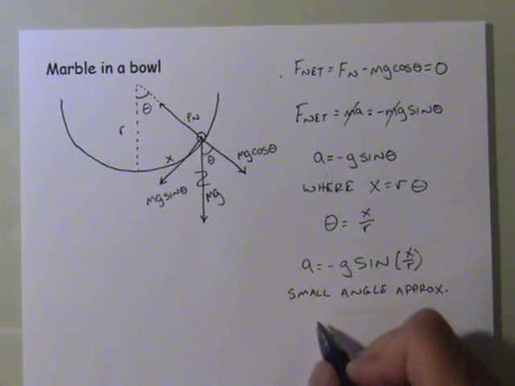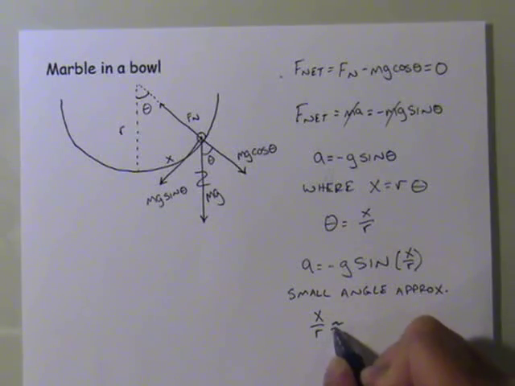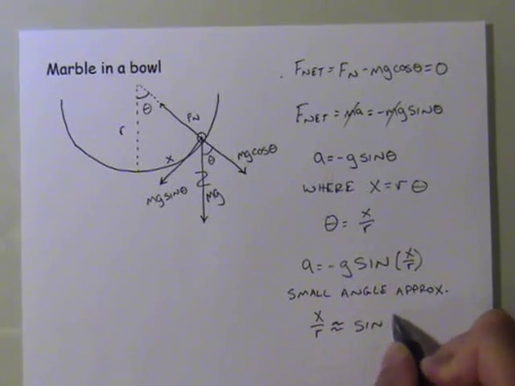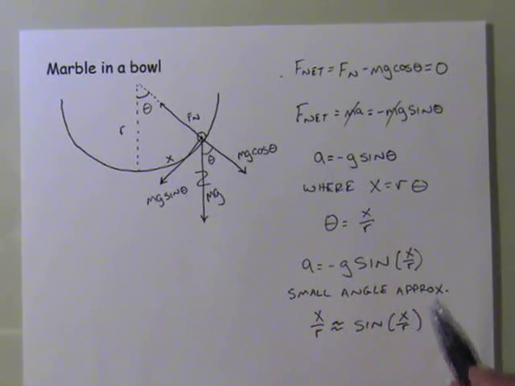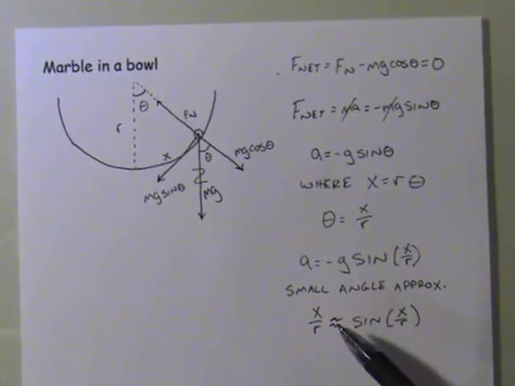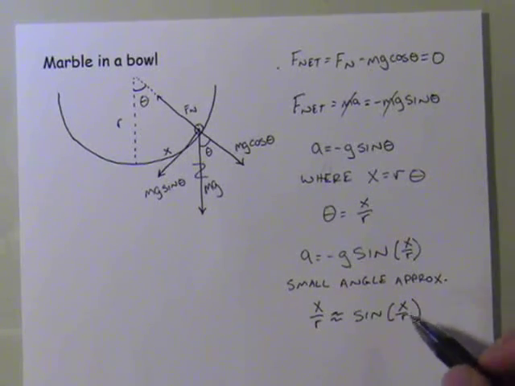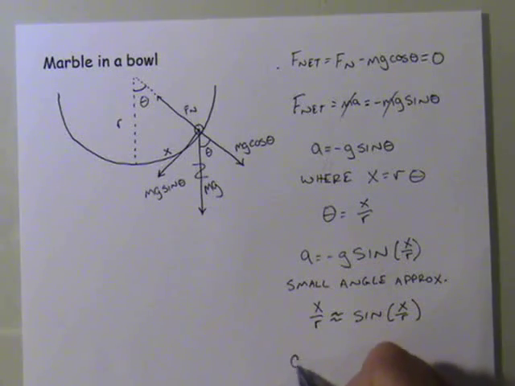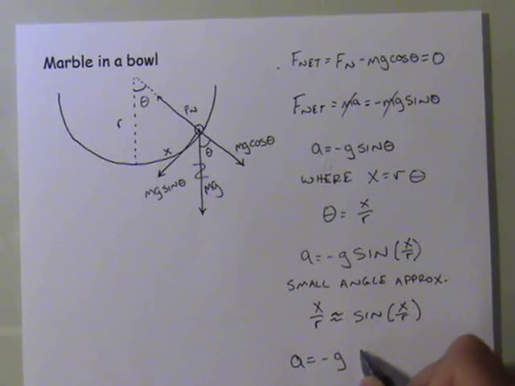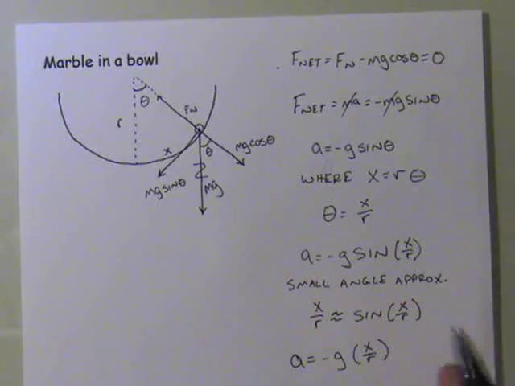Remember, the small angle approximation is that the sine of x over r is approximately equal to x over r. That is to say, the sine of the angle is approximately equal to the value of the angle. So that's going to give us a new statement that a is equal to minus g, and I'll replace sine of x over r with simply x over r.